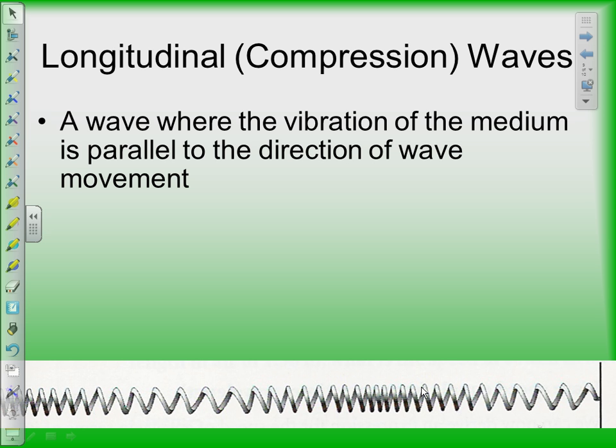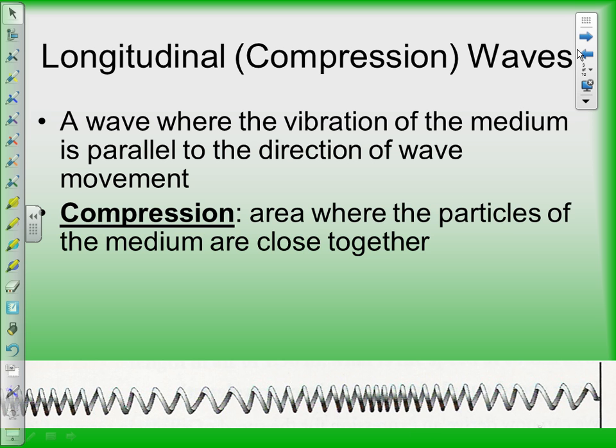Where the medium has been drawn closer together, or the density of the medium has increased, we refer to those areas as areas of compression. In that picture of the slinky that you have in your notes, there are two areas of compression. Two areas where the coils of the spring are closer together and the density has increased.